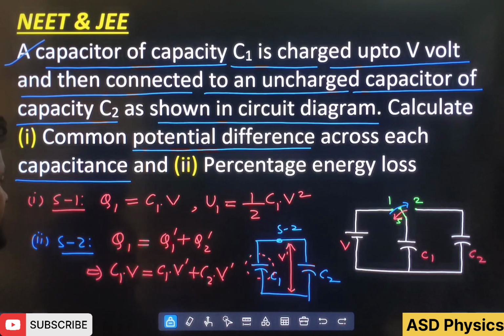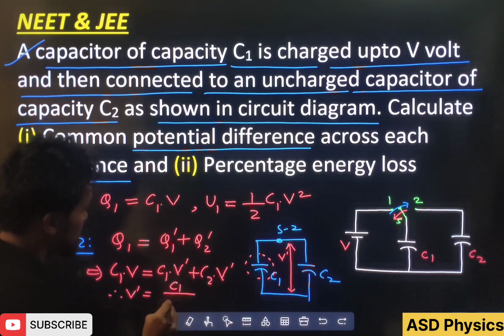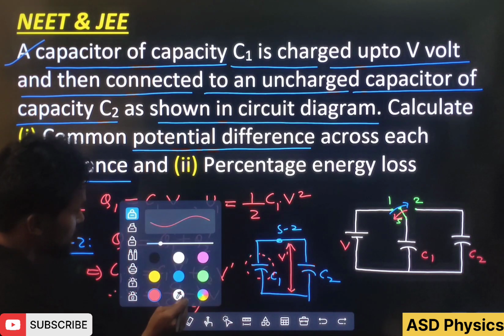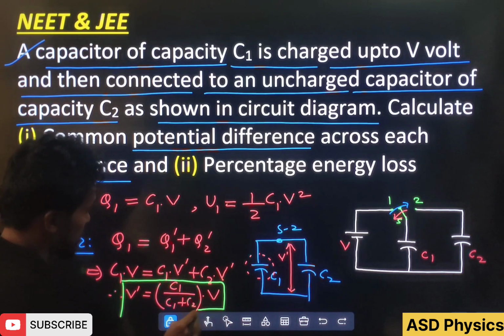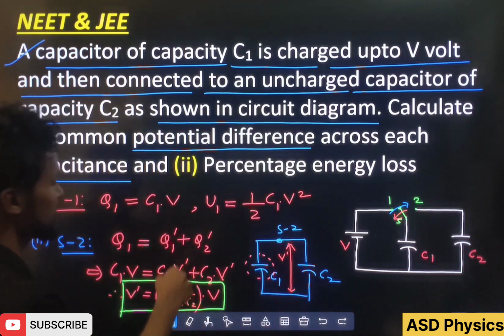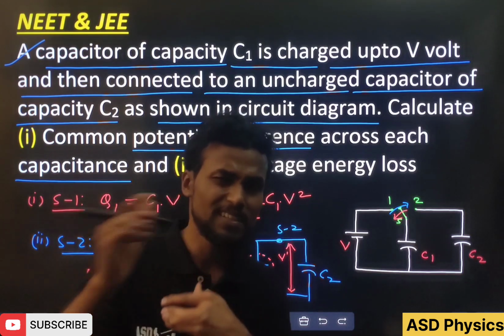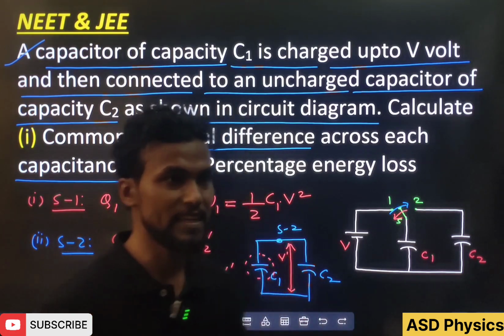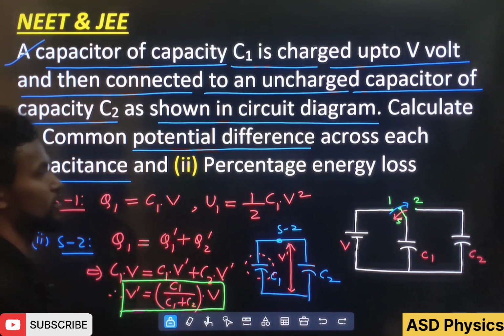So after that, when you write the value of V dash, it will become C1 by C1 plus C2 into V. This is the common potential formula. Depending upon if they are putting a dielectric, sometimes maybe C1 is C and C2 is KC, the formula will come V by 1 plus K. Depending upon the question you can analyze it, no problem, but you remember this. So we have got the common potential.